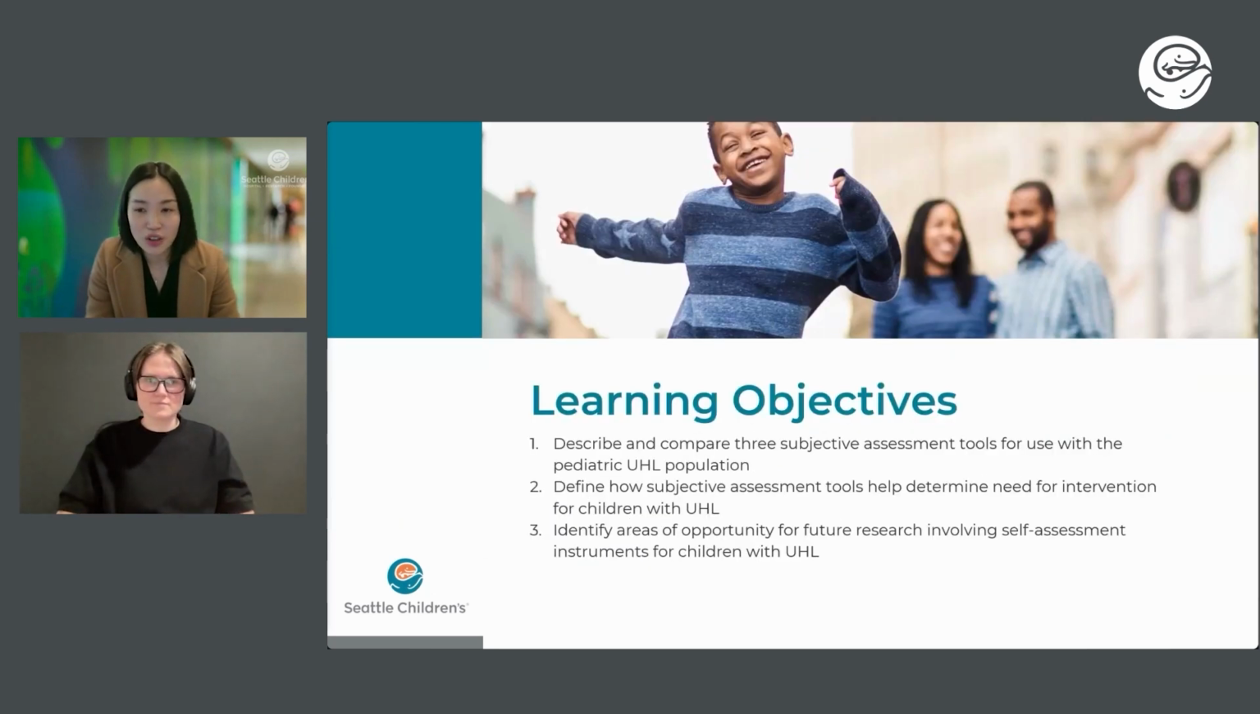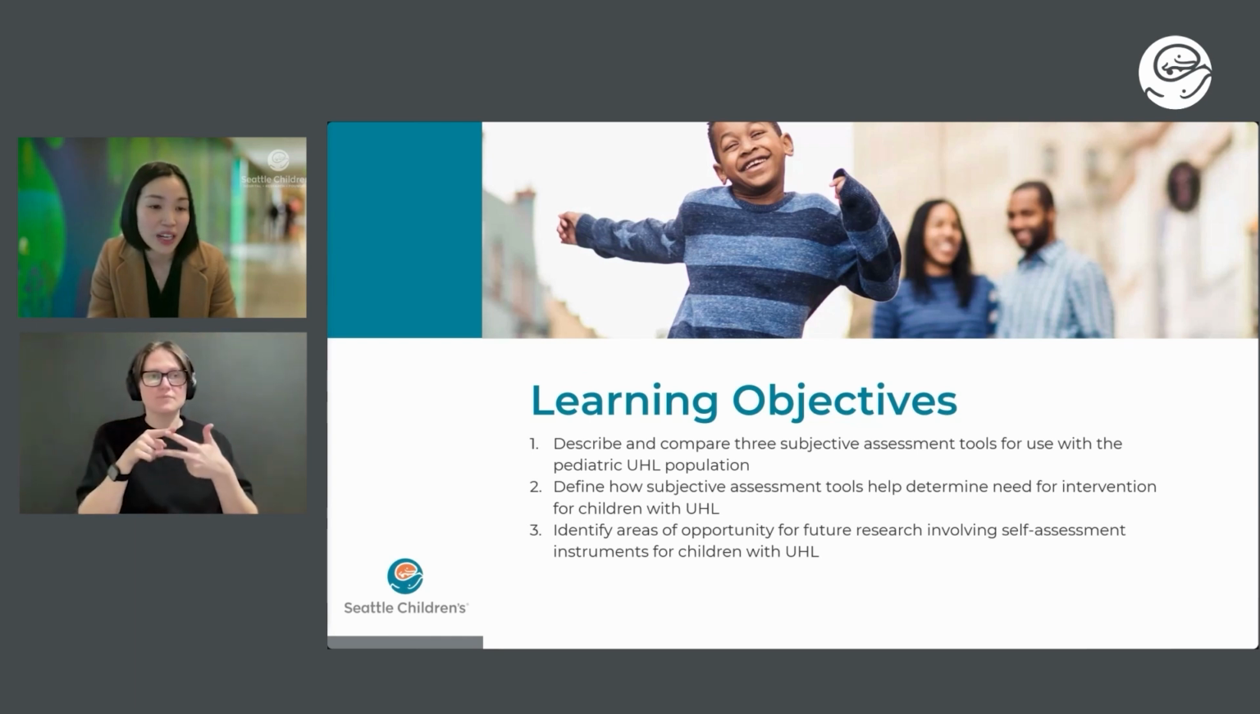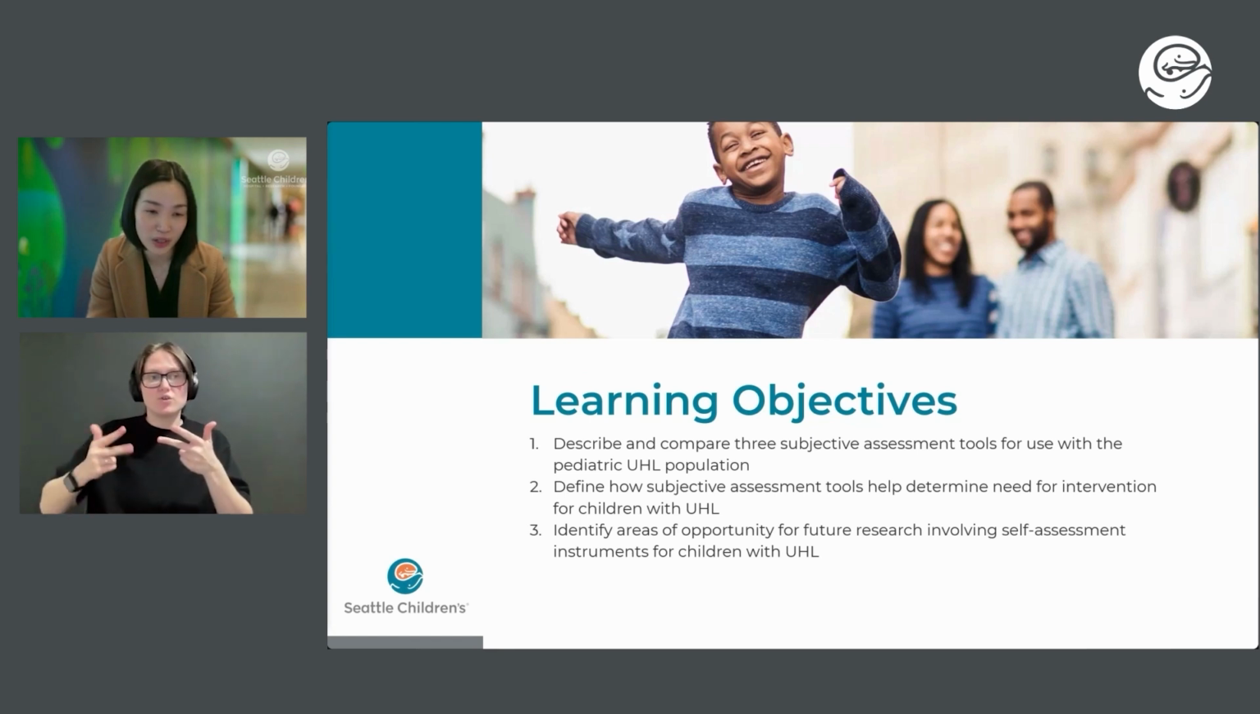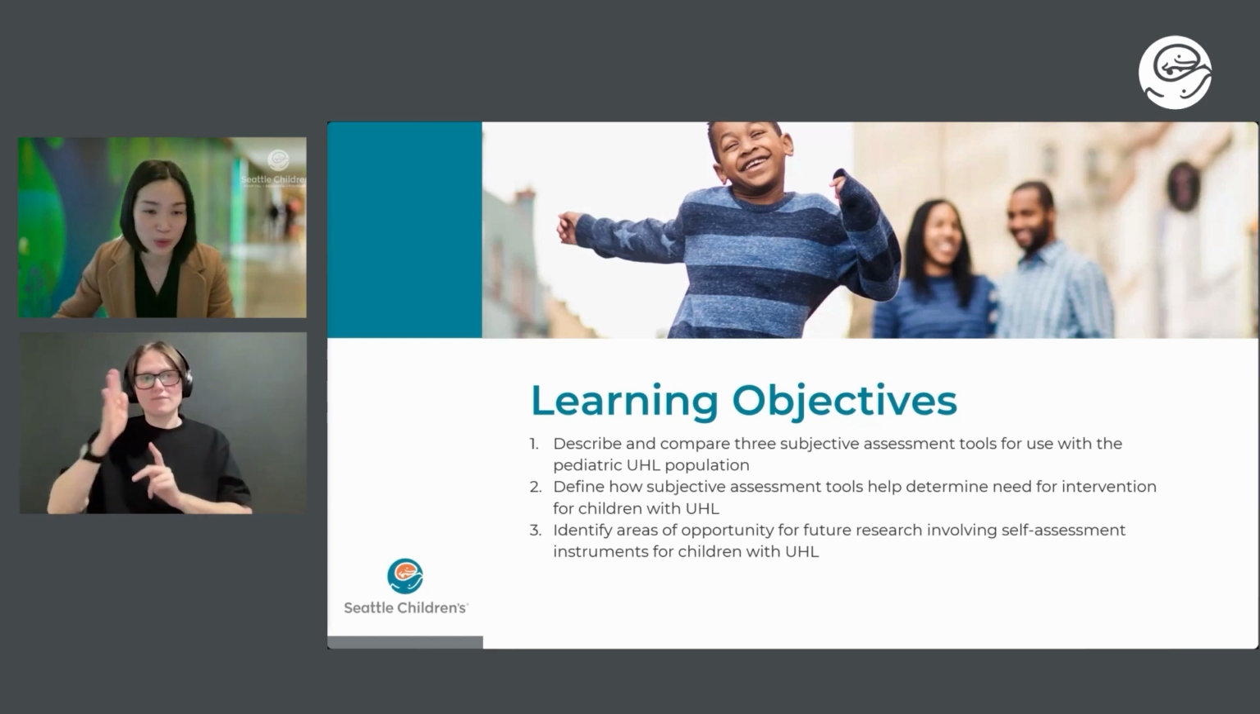For this presentation, our learning objectives are threefold. Our first is to compare and describe 3 subjective assessment tools for use with the pediatric unilateral hearing loss population. The second is to define how subjective assessment tools help determine need for intervention for children with unilateral hearing loss. And the third is to identify areas of opportunity for future research involving self-assessment tools for children with unilateral hearing loss.